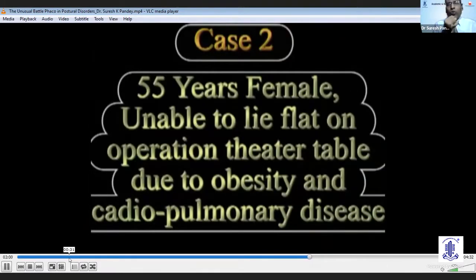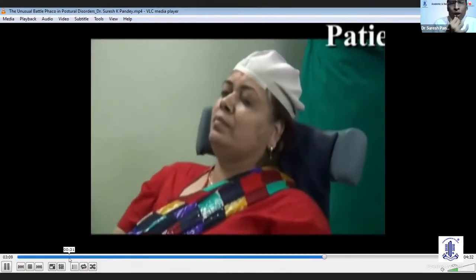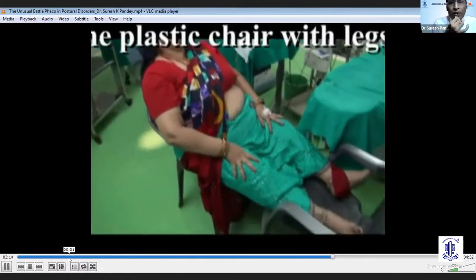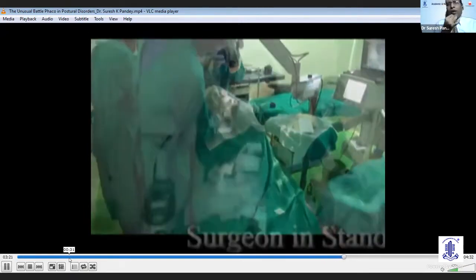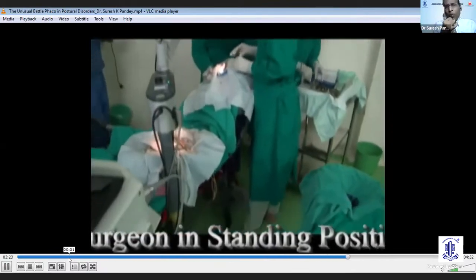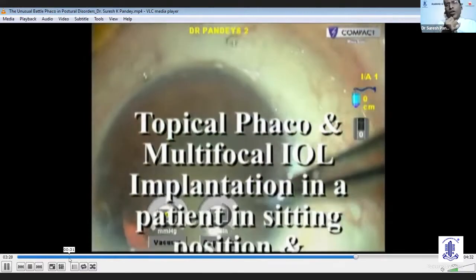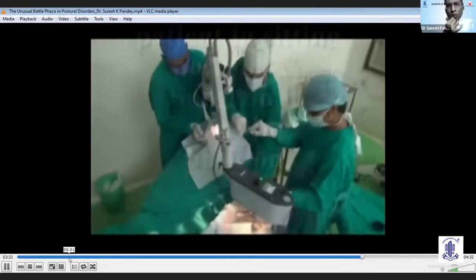Here I'm going to show you another case, a 55-year-old female with cardiopulmonary disease, Meniere's disease, and obesity. We used a plastic chair to perform the surgery. The patient is seated on the plastic chair with her feet extended and resting on another chair. We used the support of the surgeon's stool, so her neck was extended and she was looking towards the roof of the operation theater.